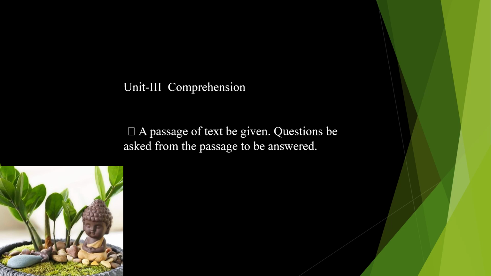And unit 3, the third one, is comprehension. In unit 2, research aptitude, we have seen that they will ask 5 questions. Most of them are direct questions. Some are indirect or assertion type questions. They will ask 5 questions and each carries 2 marks, so you can easily score 10 marks out of it. Next comes unit 3, comprehension.